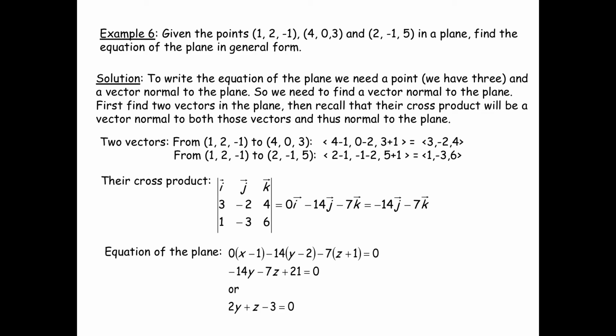Now, negative 2y minus z plus 3 equals 0 would be the same line. I'm probably going to try to keep my leading coefficient positive. But if yours is negative, that's not a big deal. I'll just account for that.